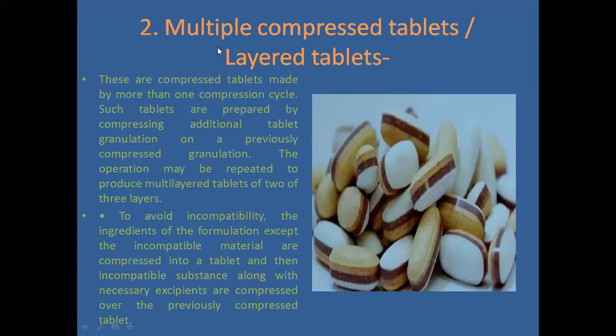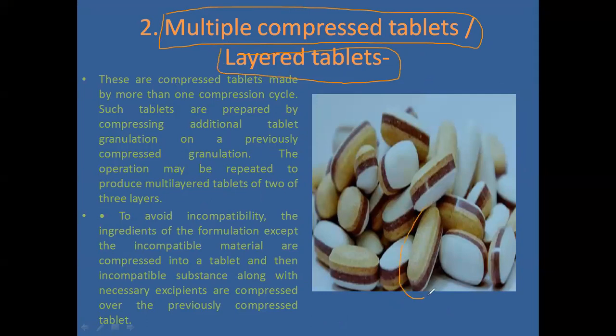Now let's move to the second type of tablets. So which are the second types of tablets? The second types of tablets are the multiple compressed tablets, or they are also called layer tablets. So before going into the detail, you can see in the picture over here. Okay, now for example, this tablet. Now multiple compressed tablet. So you can see this is the white color which we have. Okay, so this is white color. Then we have something which is brown in color. Okay, so a brown layer is also there.